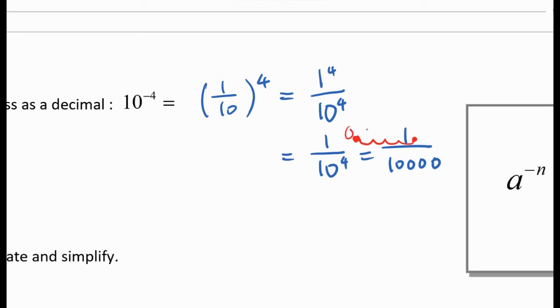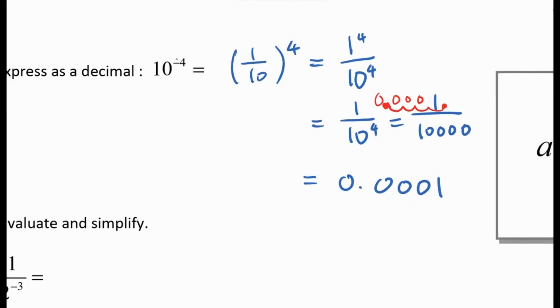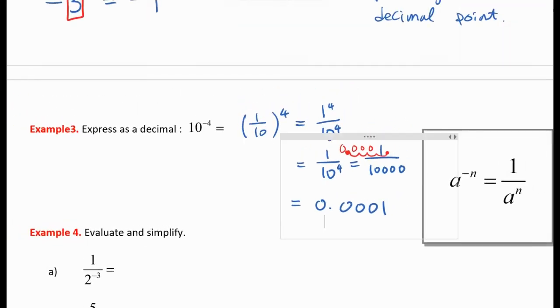It will be 0.0001. So the answer is 0.0001. And as I said, the 4 is indicating the number of decimal places below the decimal point. So we have 1, 2, 3, 4 places. Make sense, everyone? All right.